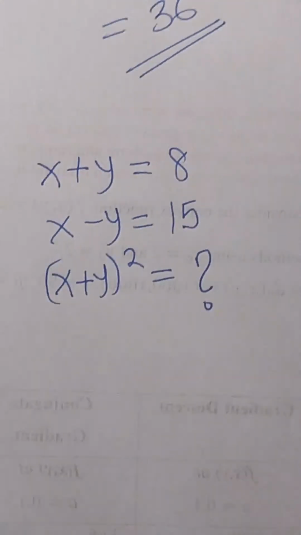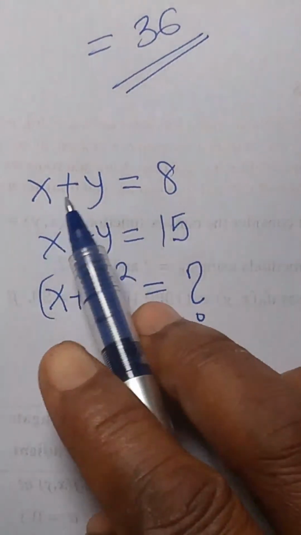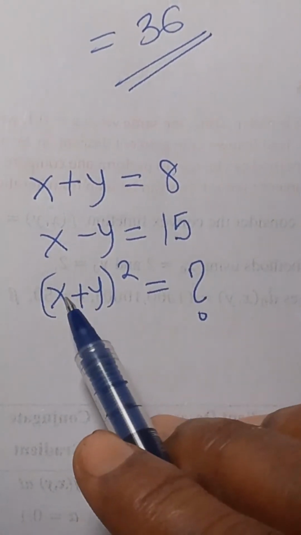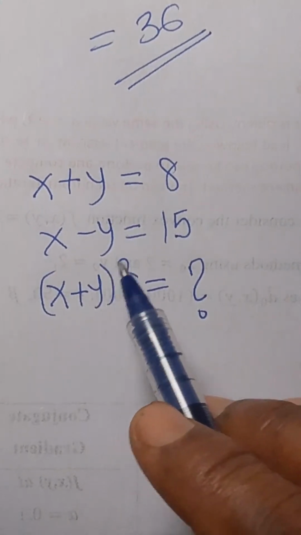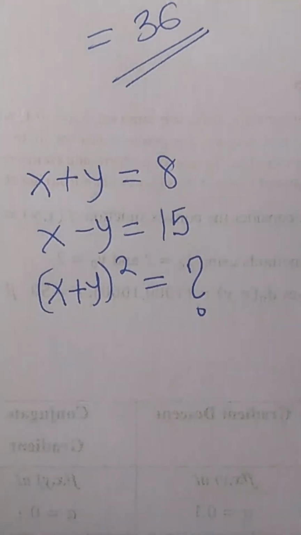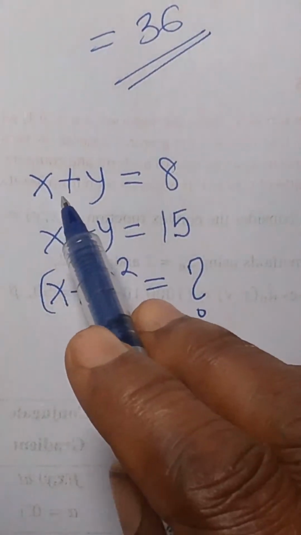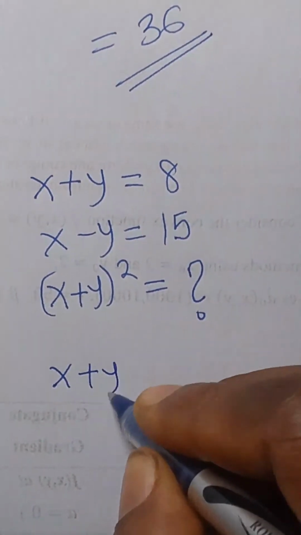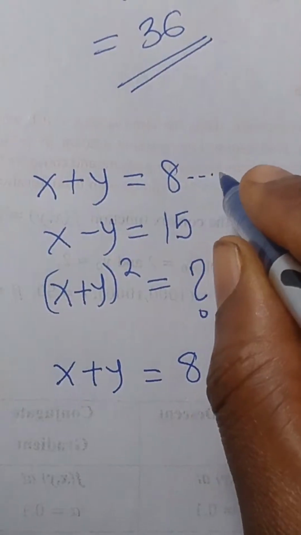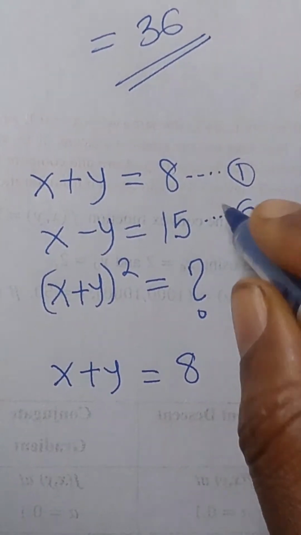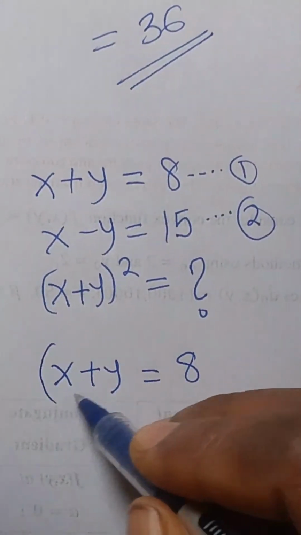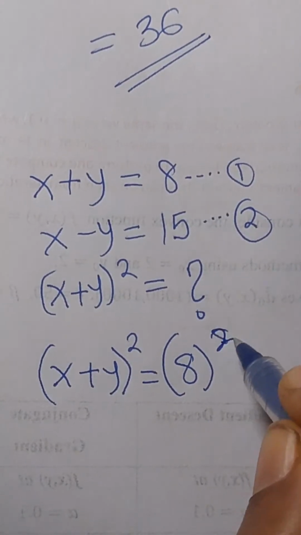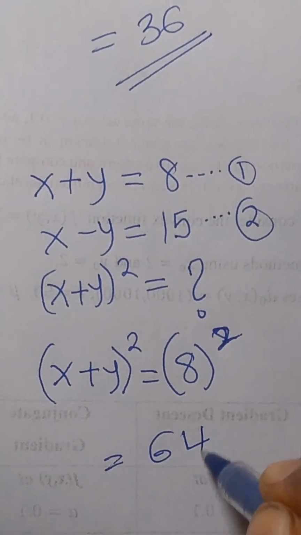Okay, see, this question is very easy. Like I said, you're given x plus y to be 8 and x minus y to be 15, and you're asked to solve (x plus y) squared. Please don't go and start looking for x or y. It's wasting time. We already know that x plus y is 8 from the first equation, and we are asked for (x plus y) squared. All we need to do is square 8, and that is 64. You see, that is the answer.